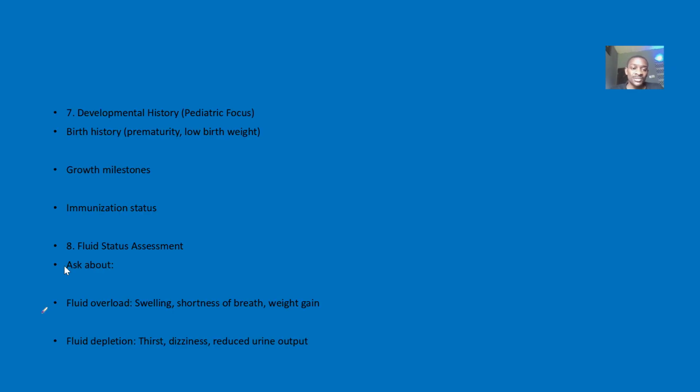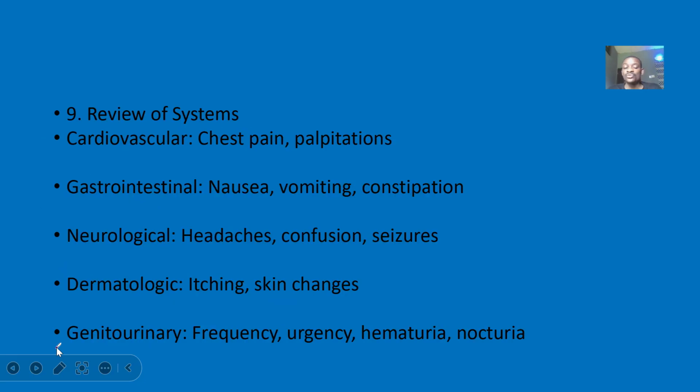So developmental history, that's for children. You are trying to focus on birth history, growth milestones. Did they actually hit those growth milestones at the right times? Did they have any issue while growing up? Then fluid status assessment. You are looking at if they are fluid overloaded or fluid depleted. Okay. Then you look at the different other systems.